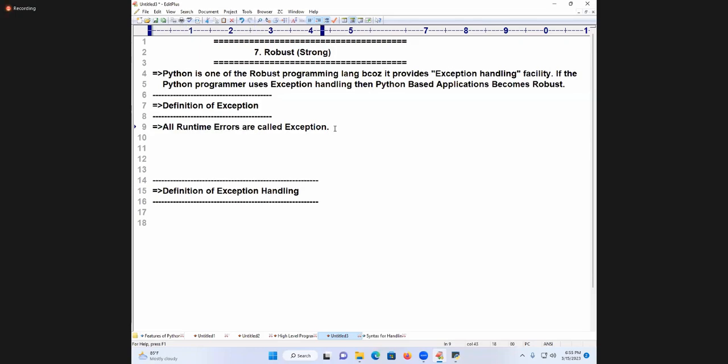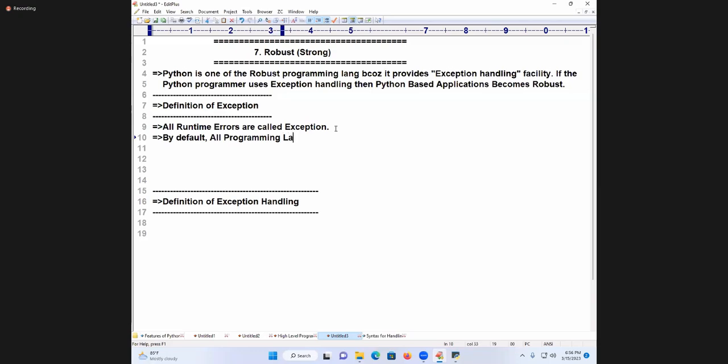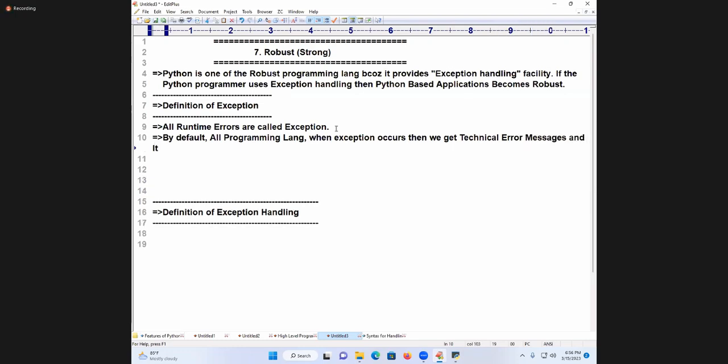When I enter invalid input, what will come? Exception. By default, in all programming languages, when an exception occurs, then we get which messages? Technical error messages.